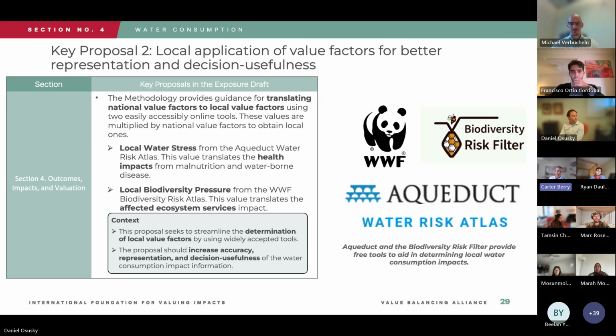And so what these do is, you may know that your water consumption is in a certain location, and you'll go to one of these tools. They're very easy to use. You can pretty much just put a point down on a map. It'll give you the value that you will then multiply by the value factors in the methodology. The water stress from the Water Risk Atlas gets multiplied by the malnutrition and waterborne disease, or these health-related impacts. And the local biodiversity pressure from the biodiversity risk filter gets applied to the ecosystem services category. Again, the goal here is that this allows for increased accuracy and representation by providing these fairly precise location-based value factors using these scalars that are freely and publicly available through these reputable sources.